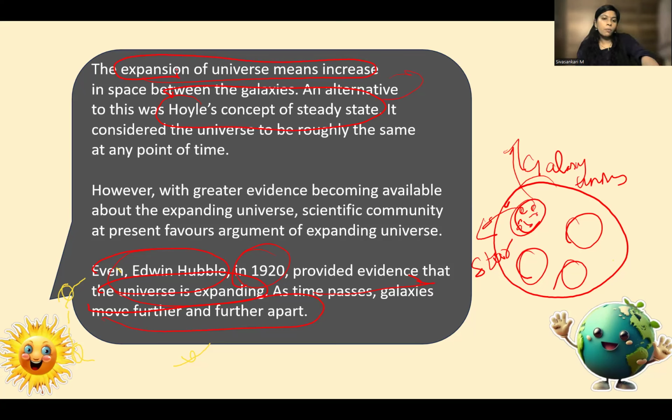One such evidence was given by Edwin Hubble. You also would have heard about the Hubble telescope and all. So in 1920, it provided the evidence that the universe is expanding, and that's why galaxies move from one place to another, further and further apart from one another. Right. So let us see the Big Bang theory.